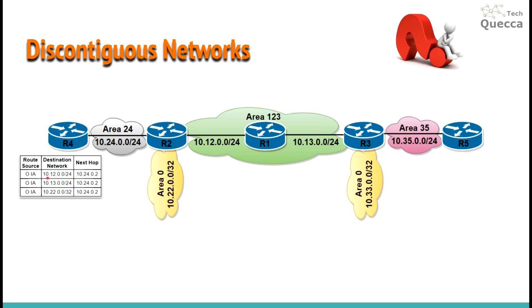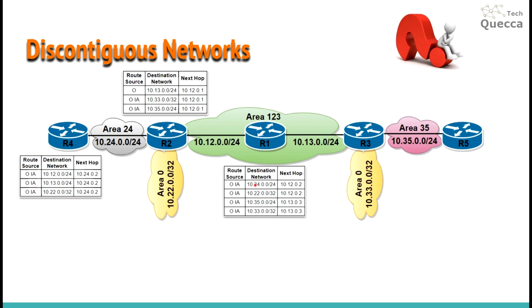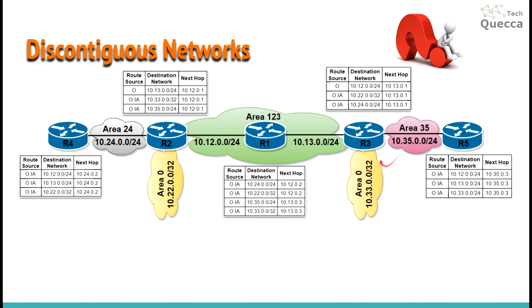See, it has only networks 10.12, 10.13, and 10.22 in its routing table. R2 has 13, 33, 35. R1 has 24, 22, 33, 35. R3 has 12, 22, 24, and R5 has only 12, 13 and 33. Again, it doesn't know anything about area 0, sorry, area 24 on router R2.